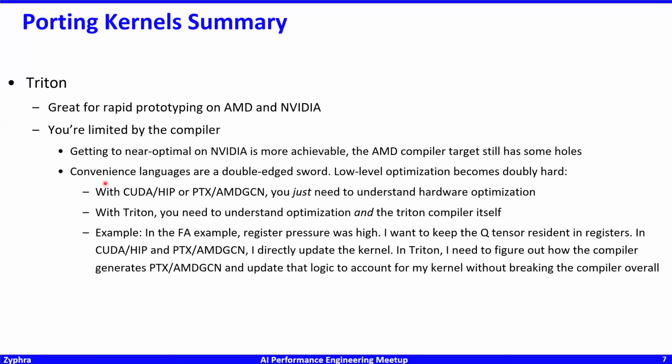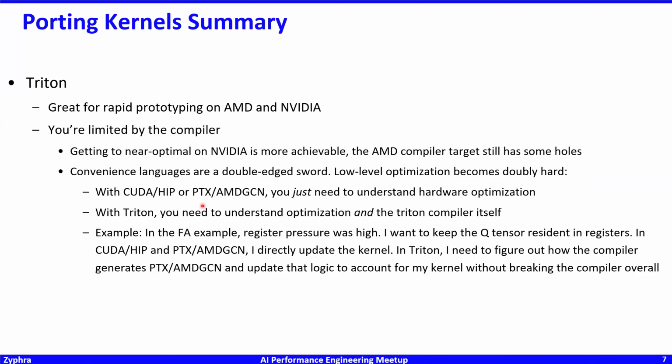Convenience languages in general, like Triton, are a double-edged sword. Low-level optimization becomes doubly hard. If it works, it's great, you don't have to touch it. But if there's an optimization that needs to be done, it's always going to be harder than if I just had my lower level language and could directly do the thing I need to do.